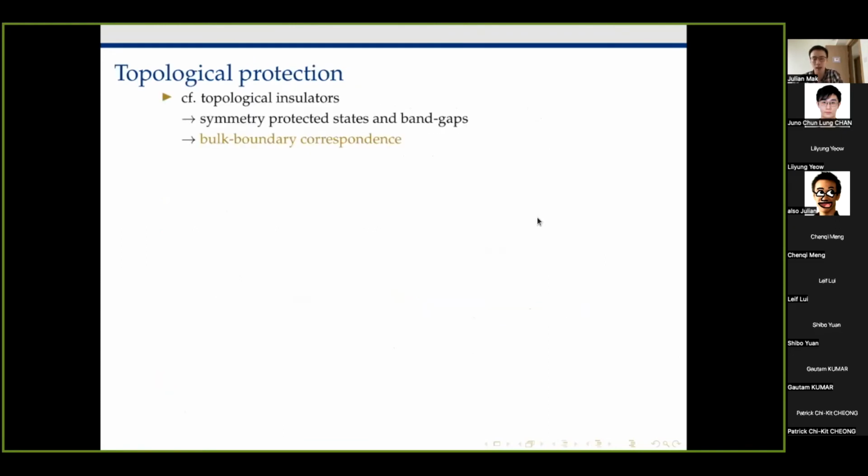Quickly fly through the next two. The issue of topological protection. If you know condensed matter, in the condensed matter literature you have these topological insulators. Separately, you have two materials that are very good insulators, but somehow when you put them together, some of them can be very good conductors on the edge.